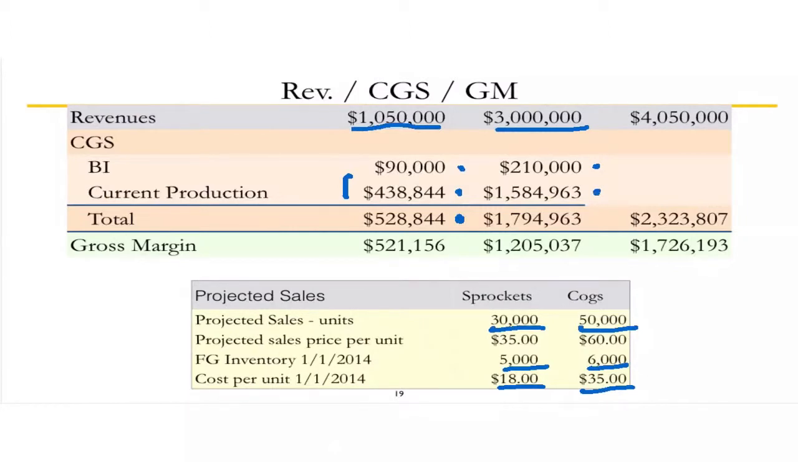If you add these two together, we get a FIFO cost of goods sold of $528,844. Now in the case of cogs, 6,000 at $35. The remaining 44,000 are at the new price, which was just slightly over $36, and that gets us to a cost of goods sold of $1,794,963. We then have gross margins for each of the two products, and of course we can do it for the company overall.